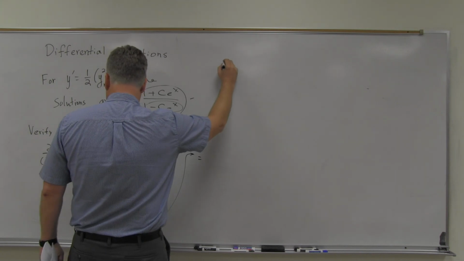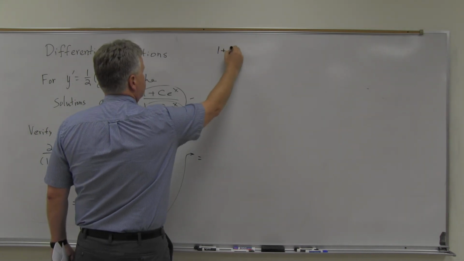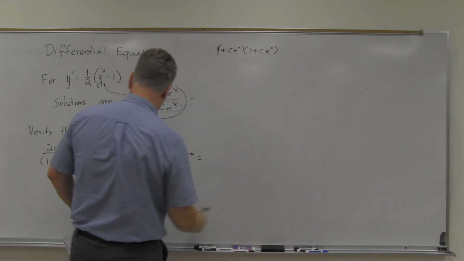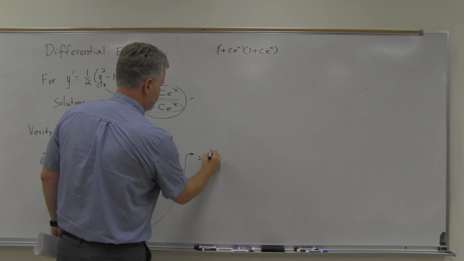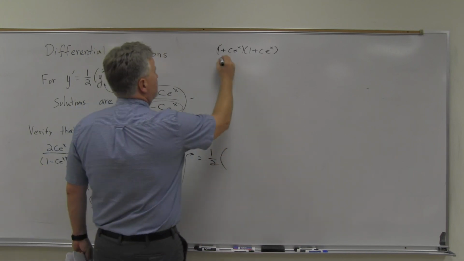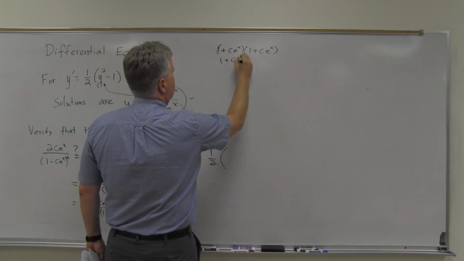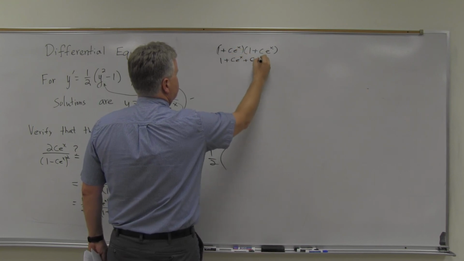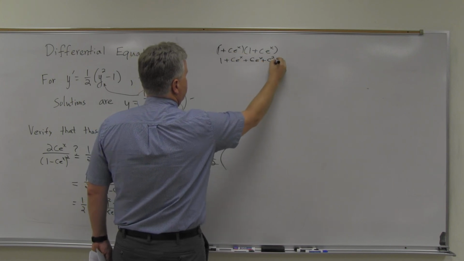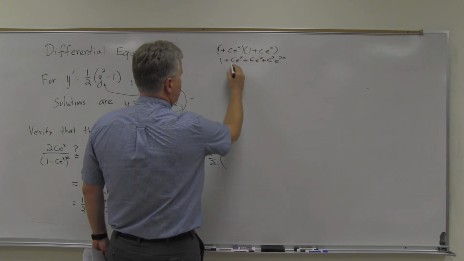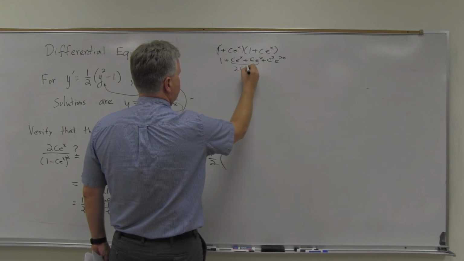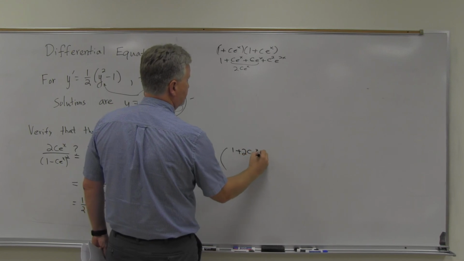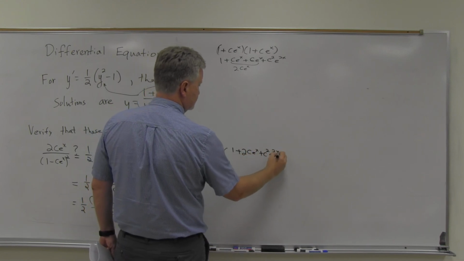Those out. So 1 plus c e to the x times 1 plus c e to the x. Squaring that out, what is that? 1 plus c e to the x plus c e to the x times 1, and then c squared e to the 2x. And that's 2c e to the x. So I've got 1 plus 2c e to the x plus c squared e to the 2x.